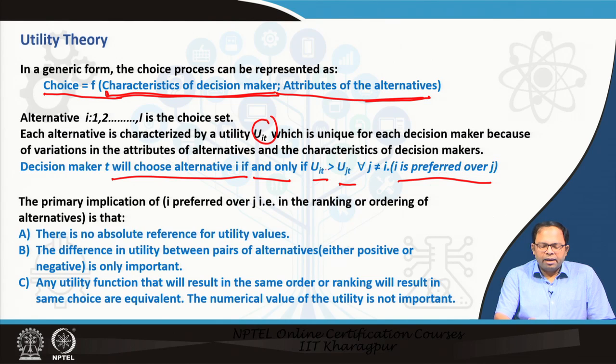That means if I divide this value by another value theta, or multiply it by another value, the result remains the same. So, any utility function that results in the same order or ranking will result in the same choice and is equivalent. So, there is not much difference between those. The absolute measure of utility does not make any difference. The numerical value of the utility is not important.